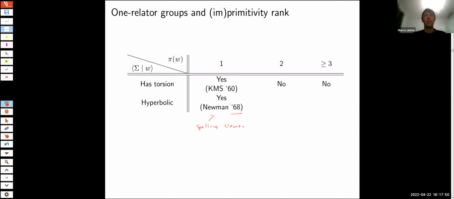Okay, so what about primitivity rank 2? What happens? Well, as I said, these Baumslag-Solitar groups are like poison subgroups for hyperbolicity. So since these relations have primitivity rank 2, we can't hope for any hyperbolicity results here. Then we have the conjecture of Louder and Wilton: if you have primitivity rank 3 or greater, then you are hyperbolic.